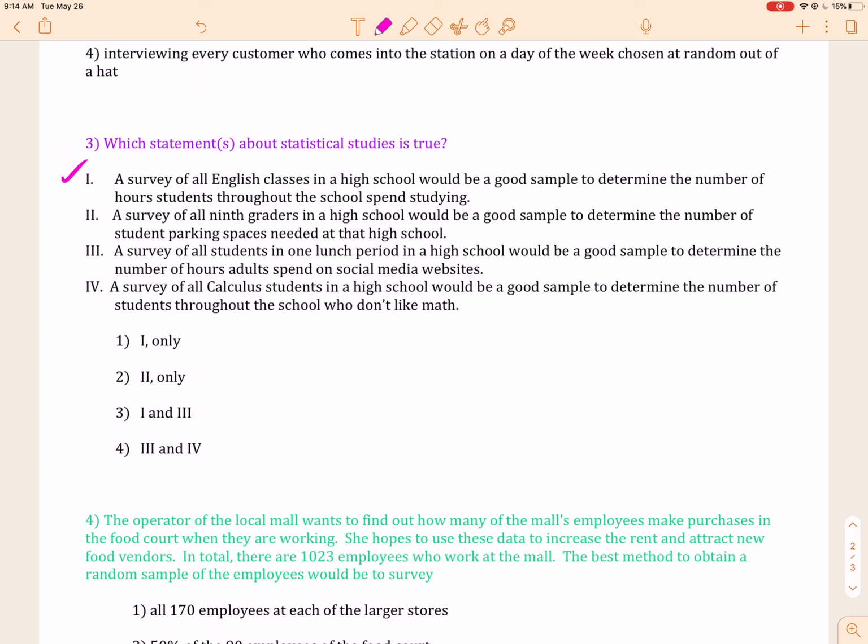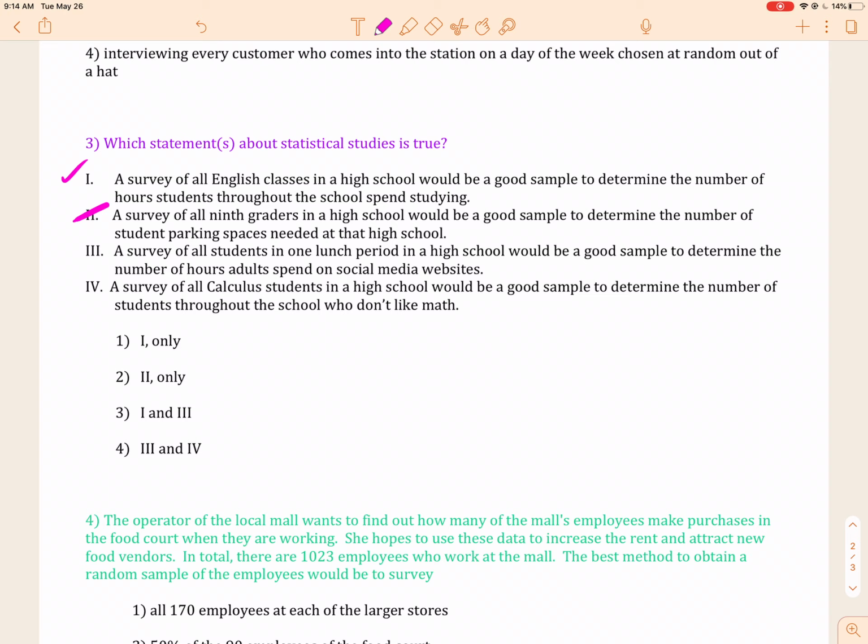This is pretty good. A survey of all ninth graders in a high school would be a good sample to determine the number of student parking spaces needed. No, ninth graders get driven to school by their parents. I see them dropped off every morning. They wave goodbye. Mom says they love you, and you say, "Leave me alone, Mom." No, that's not good because they're not parking cars. Number 3, a survey of all students in one lunch period in a high school would be a good sample to determine the number of hours adults spend on social media websites. No.